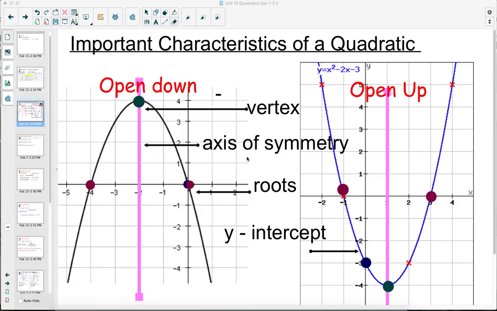We have the vertex, which is the high or the low point. So if it opens down, it's the high point. If it opens up, it's the low point. So this would be considered a min. That would be considered a max.